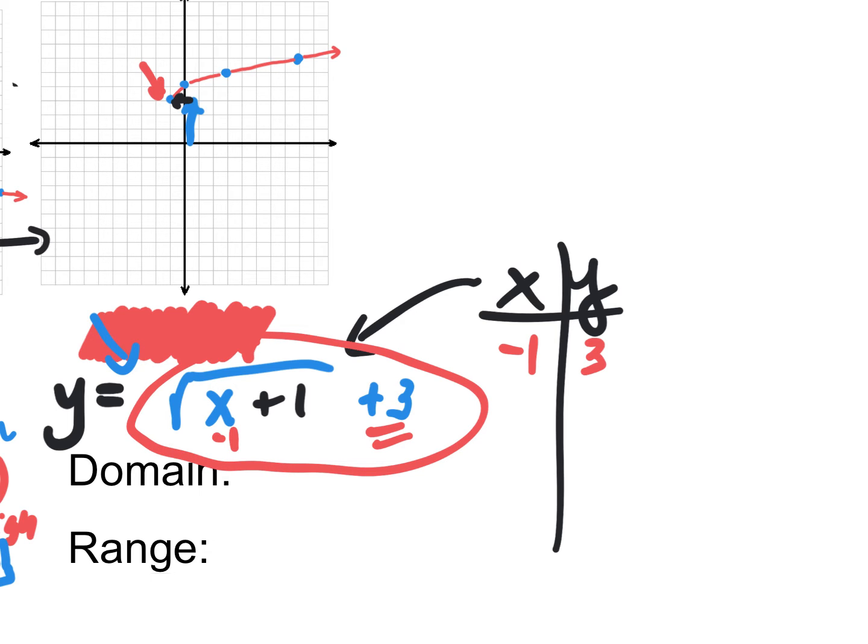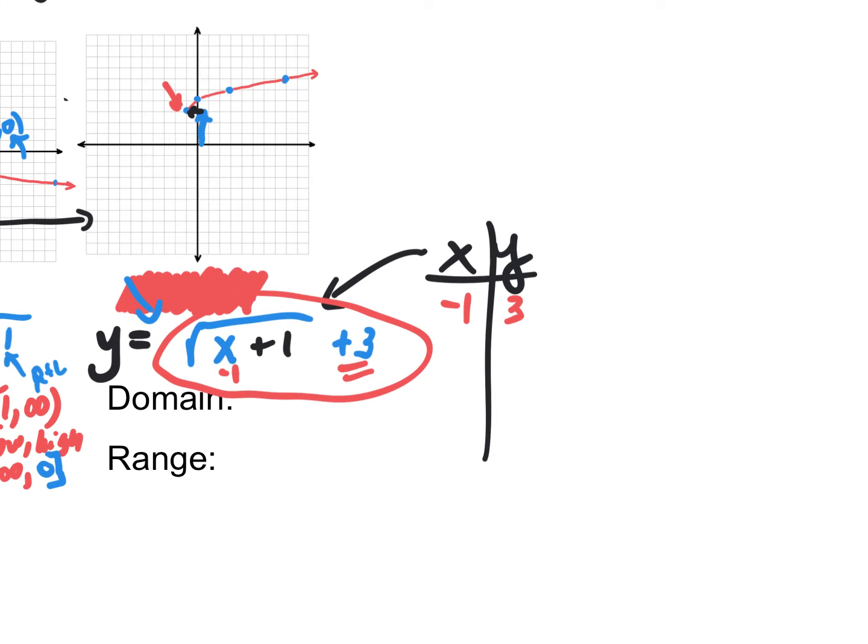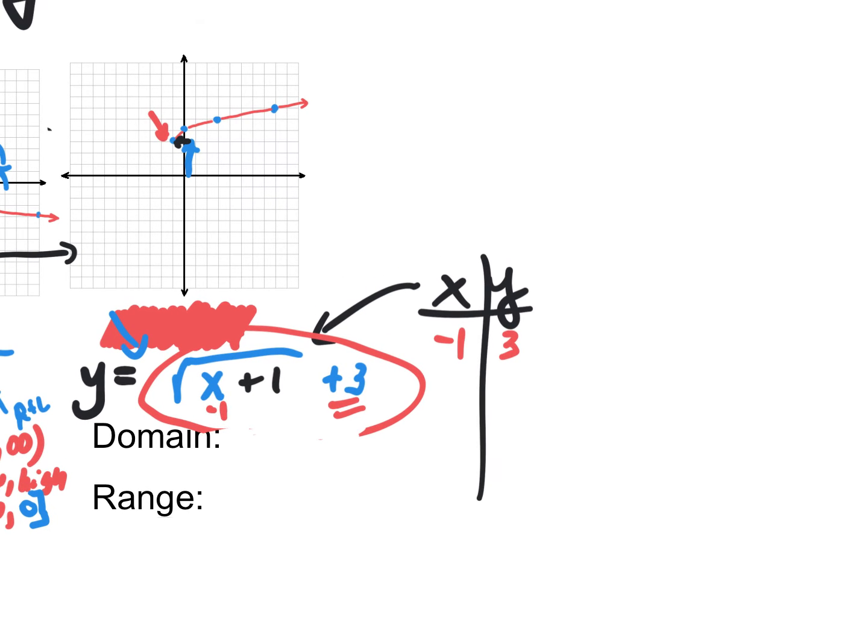All right, then domain and range. Domain is how far to the left and how far to the right. Well, the left and right on this thing is from -1 to, well, it keeps going to infinity on the right. So bracket on the -1, parentheses here.